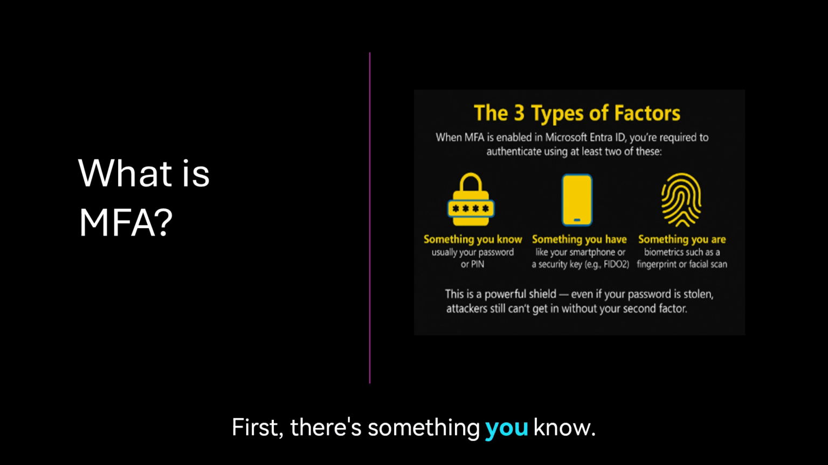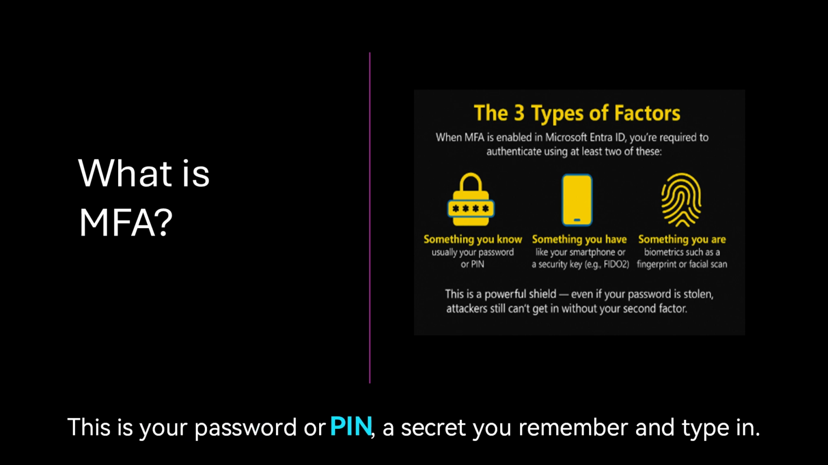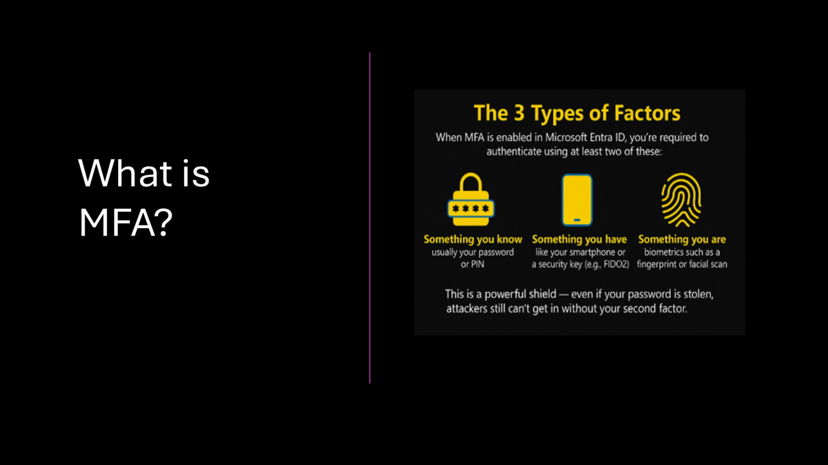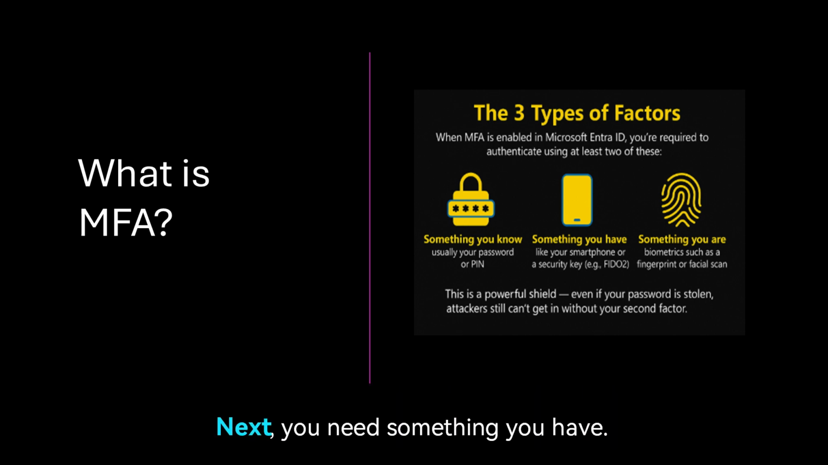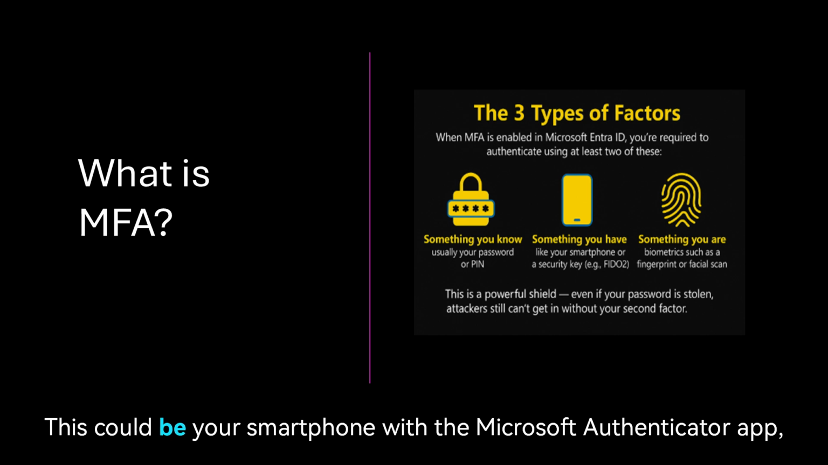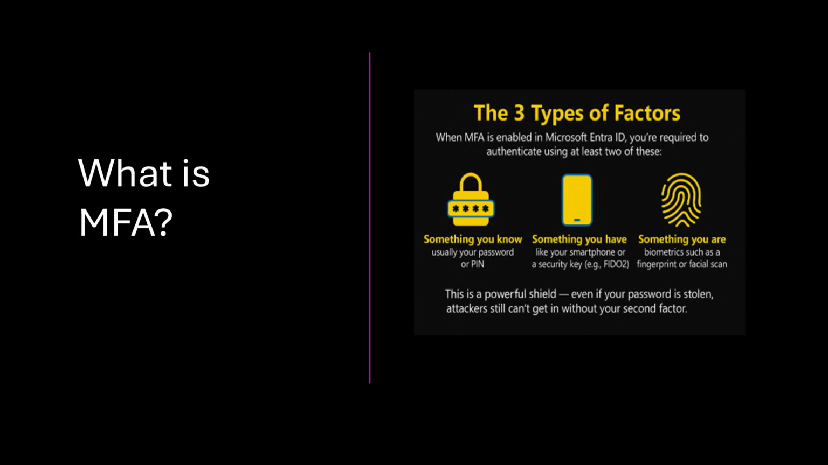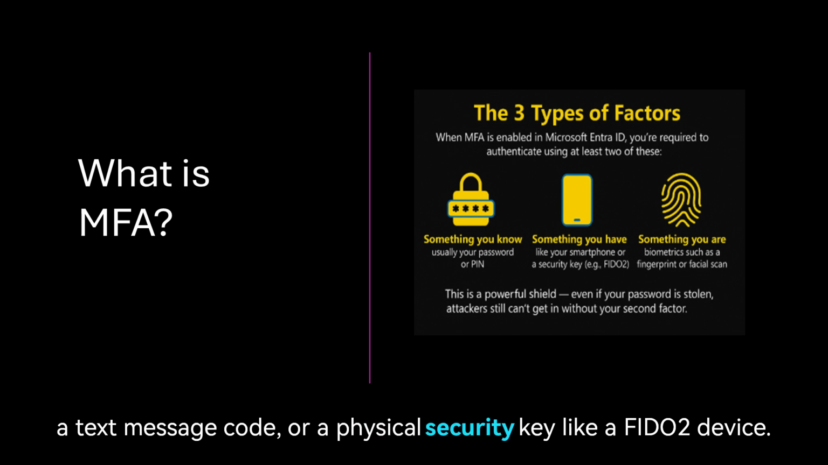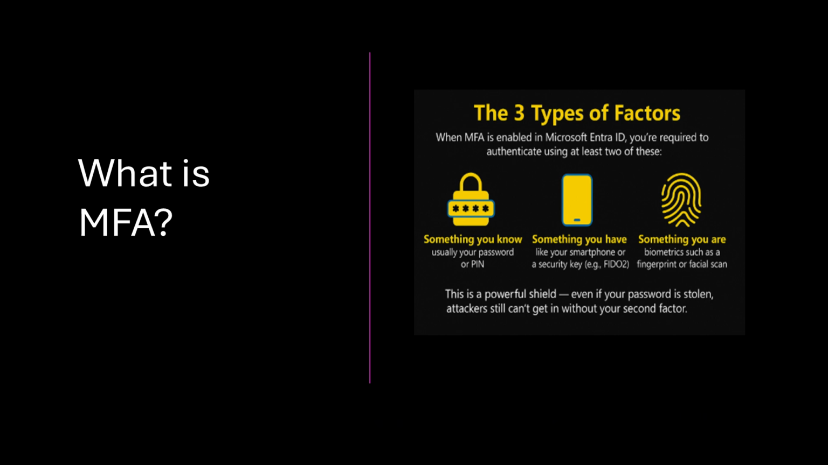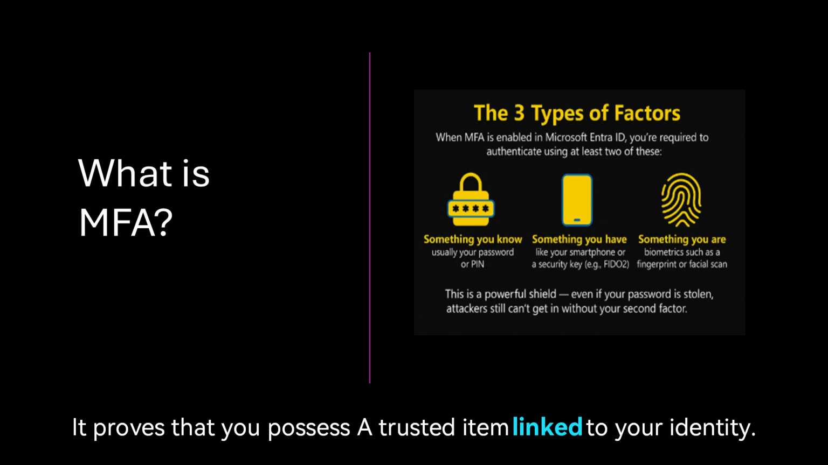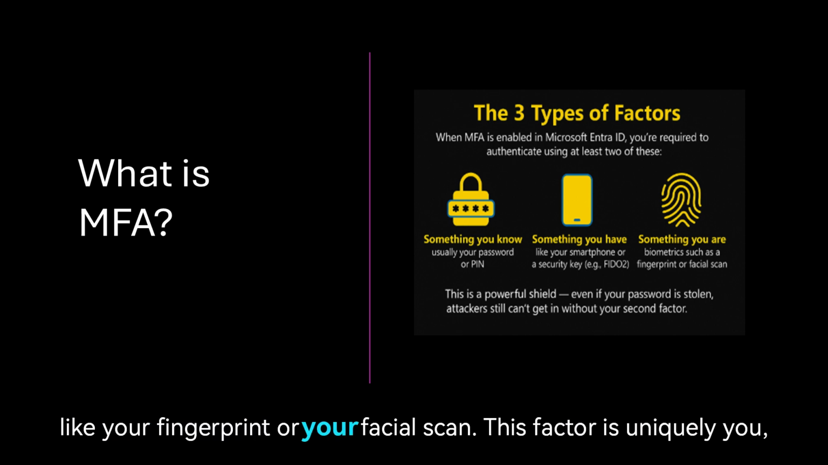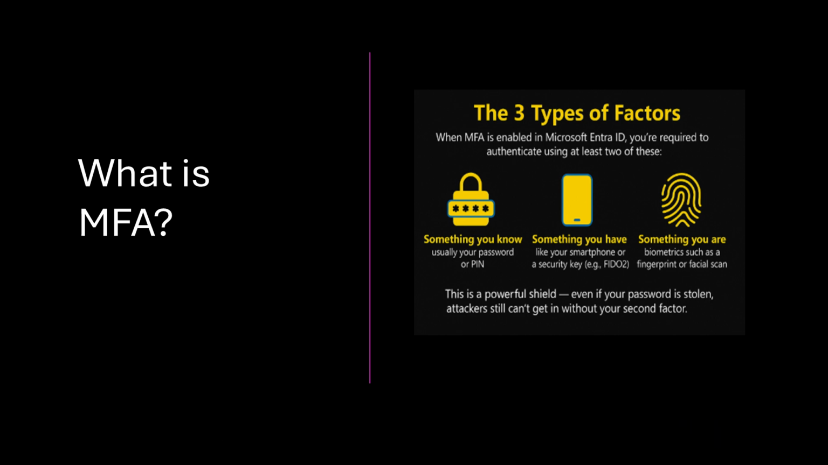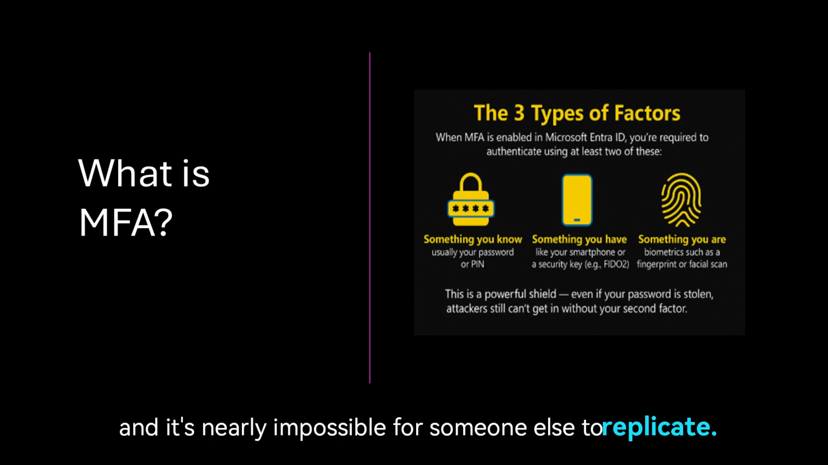First, there's something you know. This is your password or PIN, a secret you remember and type in. It's familiar, but on its own, it's not enough in today's threat landscape. Next, you need something you have. This could be your smartphone with the Microsoft Authenticator app, a text message code, or a physical security key like a FIDO2 device. It proves that you possess a trusted item linked to your identity. Lastly, there's something you are. These are your biometric traits, like your fingerprint or your facial scan. This factor is uniquely you, and it's nearly impossible for someone else to replicate.